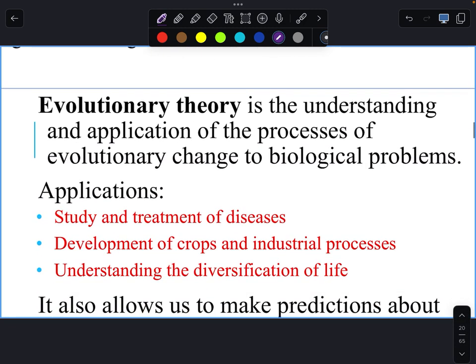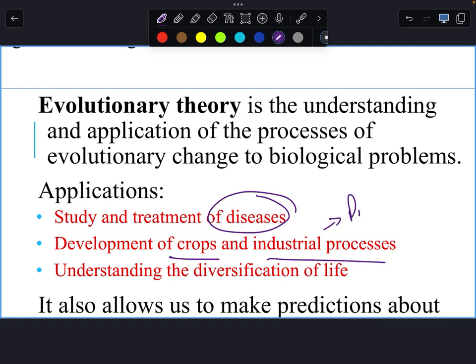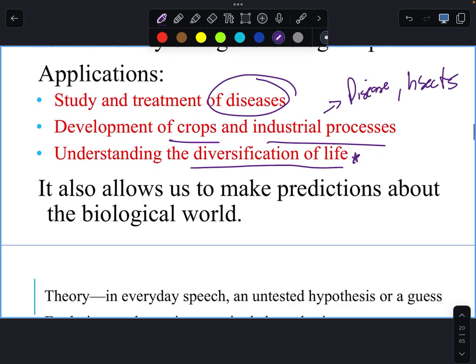And so why is it important? Well, it can help us treat diseases. It can help us develop crops and industrial processes. You ever heard of pesticide resistance, and insects, and how crops can be prone to disease, right? And insects. Evolutionary theory can help us with all that. And of course, you understand the diversification of life. That's more of where did life come from? And by faith, we believe that God created.